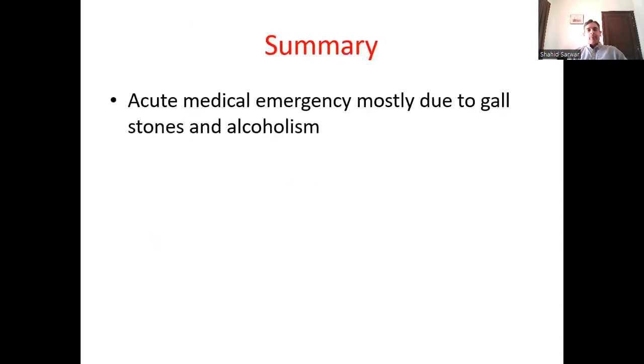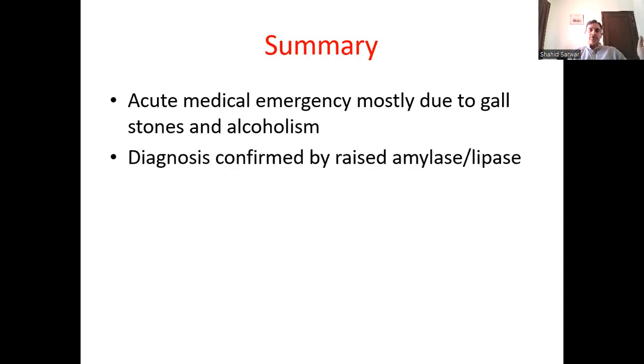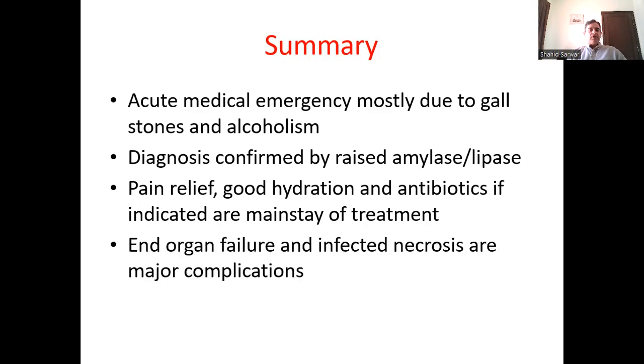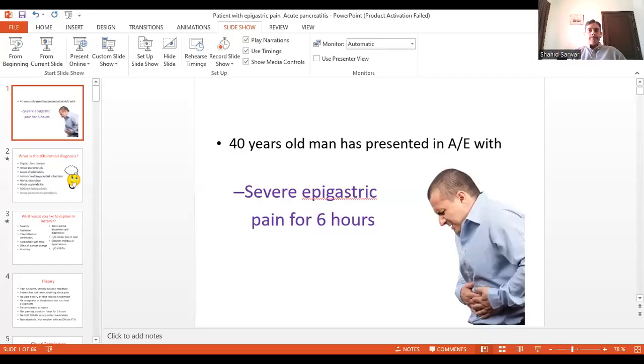So in summary, acute pancreatitis is an acute medical emergency, and the most common cause is either gallstones or alcoholism. Diagnosis needs clinical history, raised amylase and lipase, or imaging evidence of pancreatitis. Management is focused on pain relief, good hydration, and antibiotics if indicated. End organ failure and infected necrosis are the major complications that you may find in patients with acute pancreatitis. Thank you very much.